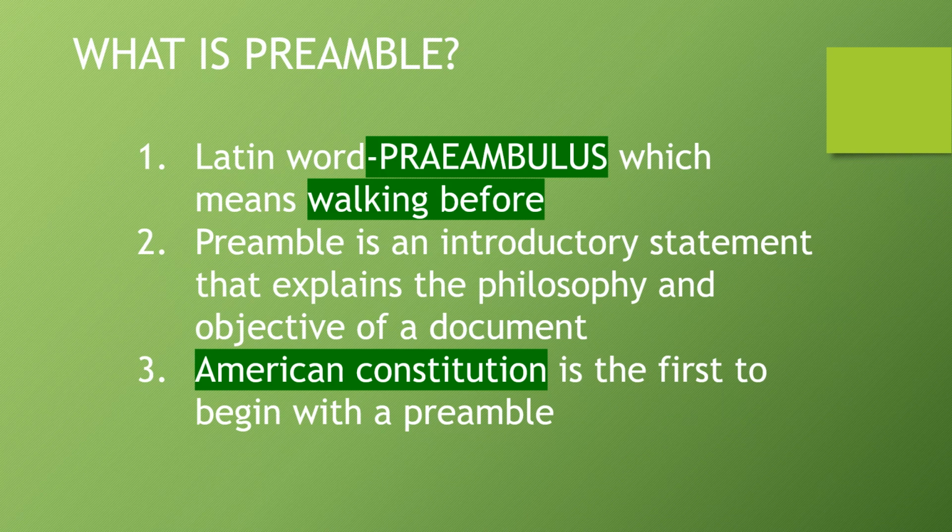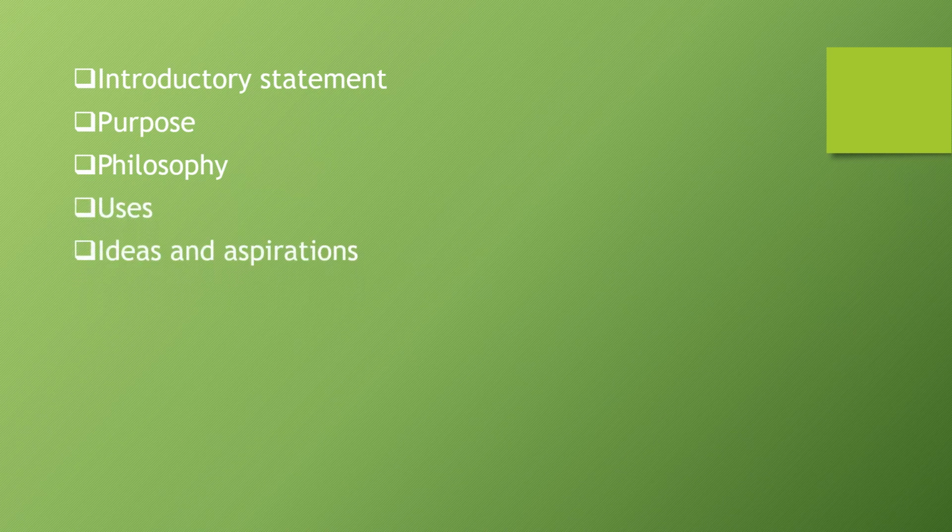Preamble comes from a Latin word called preambulus, which means walking before. In simple terms, preamble is nothing but an introductory statement that explains the philosophy and objectives of a document. And there is one fact, that is American Constitution is the first to begin with preamble. So we adopted this concept of adding preamble before a document from American Constitution. Do remember this. So preamble is nothing but an introductory statement which says about the purpose, philosophy, uses, ideas and aspirations, principles, and objectives of a document.